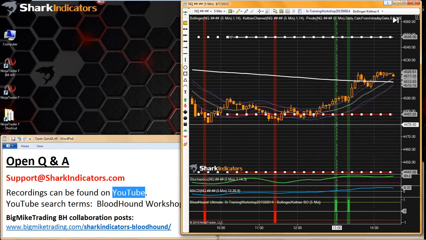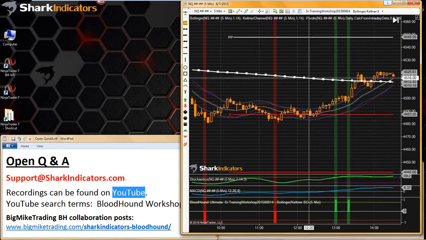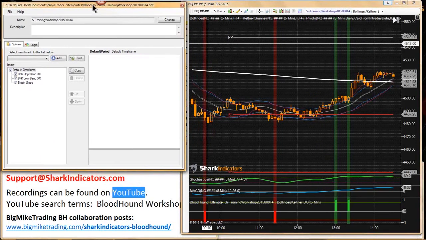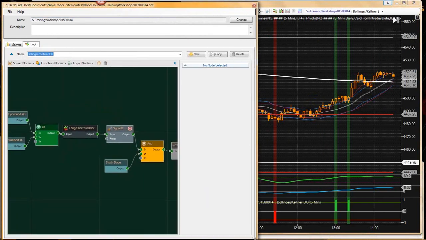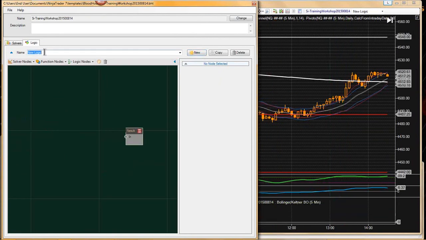So I'm going to use the pivots indicator first because it really demonstrates the power of the support resistance solver a lot better than just a single SMA would. So let's open this up. Alright, I'm going to create a new logic template. So this one is going to be our support resistance solver. There we go.